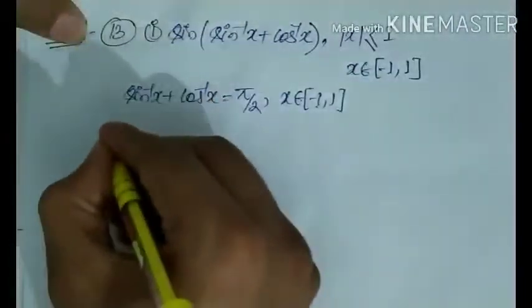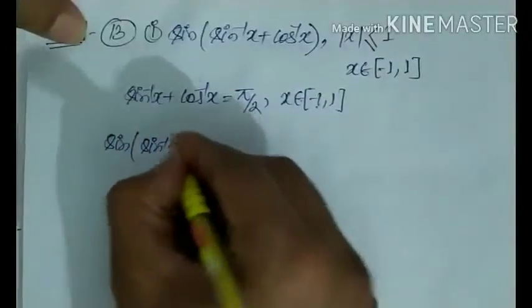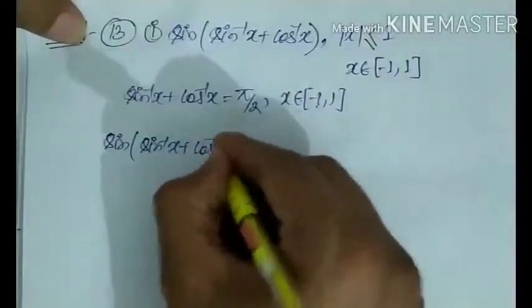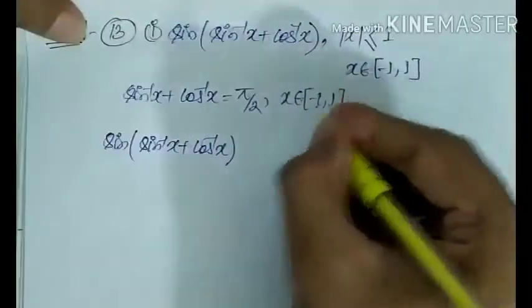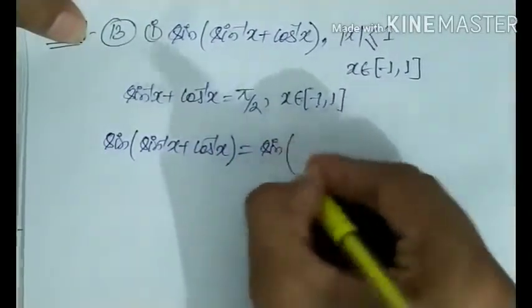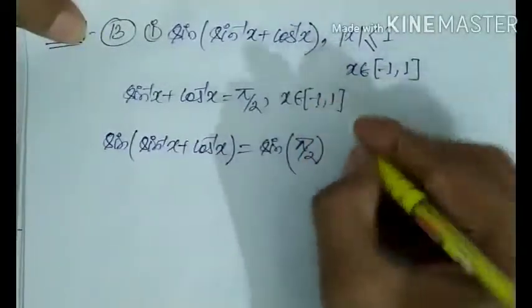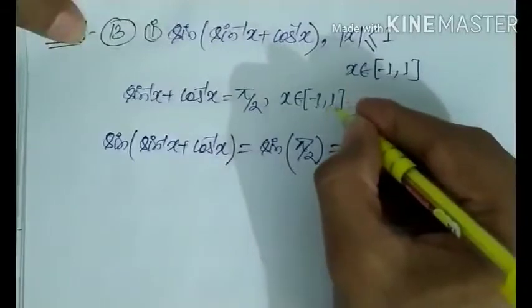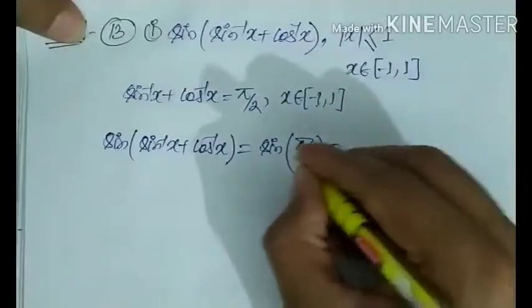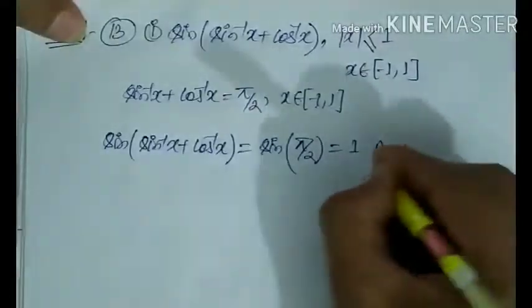That's why we can write here sin of sin inverse x plus cos inverse x. As we know, x belongs to minus 1 to 1, so this value will be pi by 2. Then sine of pi by 2 will be 1. This is our answer.